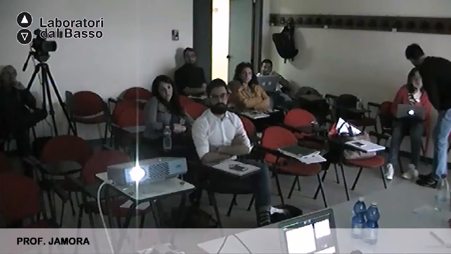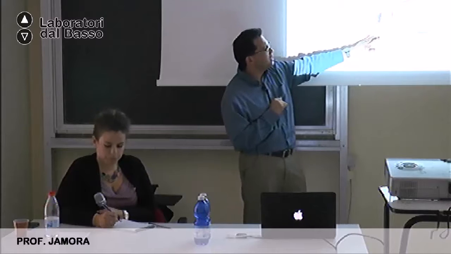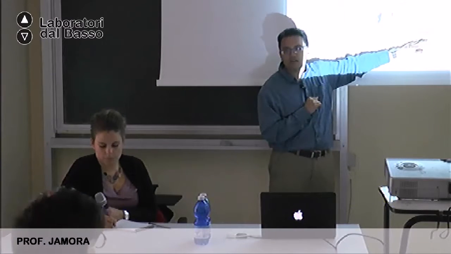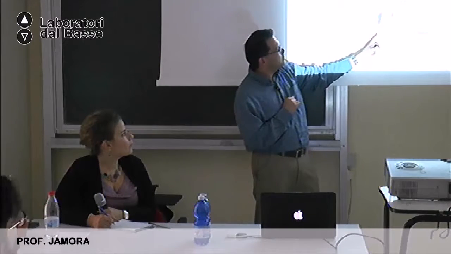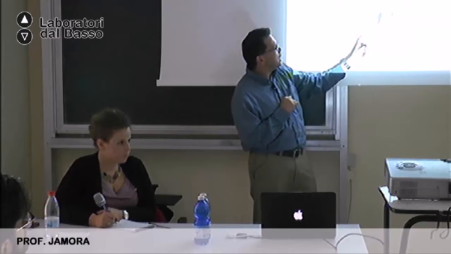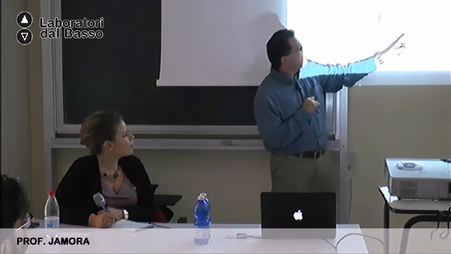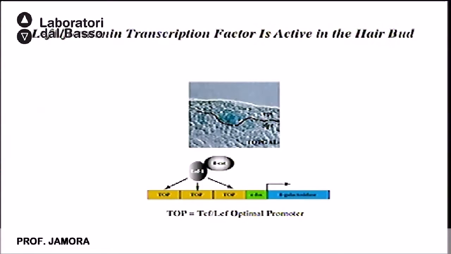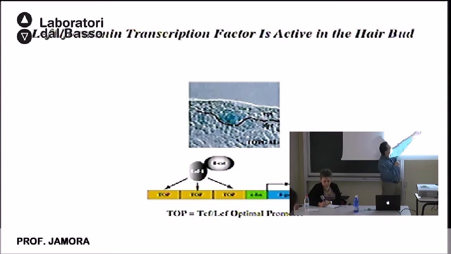Okay, so essentially what the lab did is they made a transgenic mouse where every cell expressed this reporter construct, okay? So it is a multimerized version of TOP sites, or the TCF/LEF optimal promoter binding sites, right? Driving beta-galactosidase. So what this means is that any cell that expresses active LEF1/beta-catenin will turn on this construct to express beta-galactosidase. And you can see which cells have active LEF1/beta-catenin. That's how this reporter construct worked. And we found that this is turned on in the hair bud. So those are two transcription factors that are expressed in the hair bud that might be responsible for the bud formation.